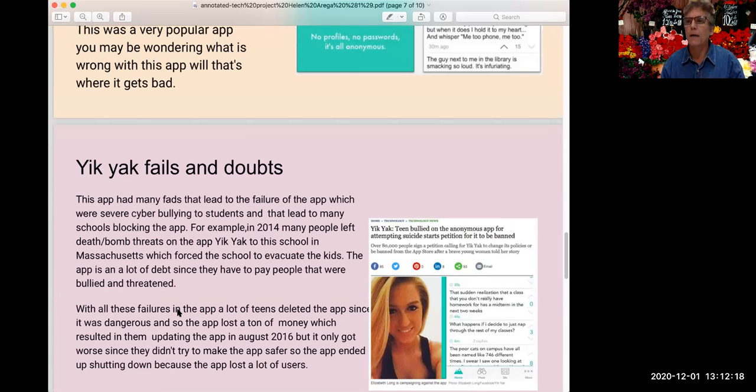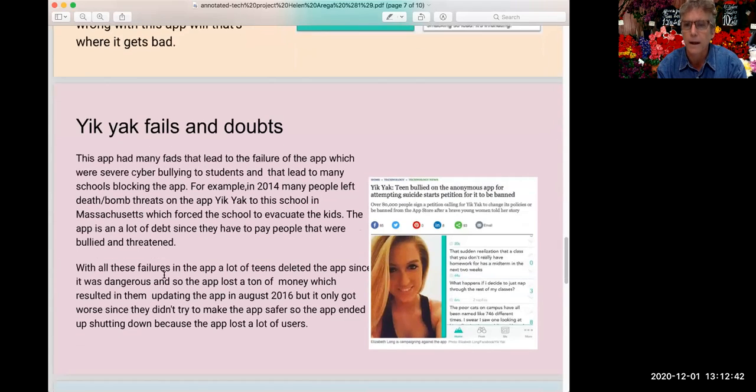So having an anonymous outlet opens the floodgates for people who want to try and intimidate or pick on other people without any consequences to themselves. Because usually they are, you're cowardly. You're cowardly when you're attacking people from behind a screen. Okay.